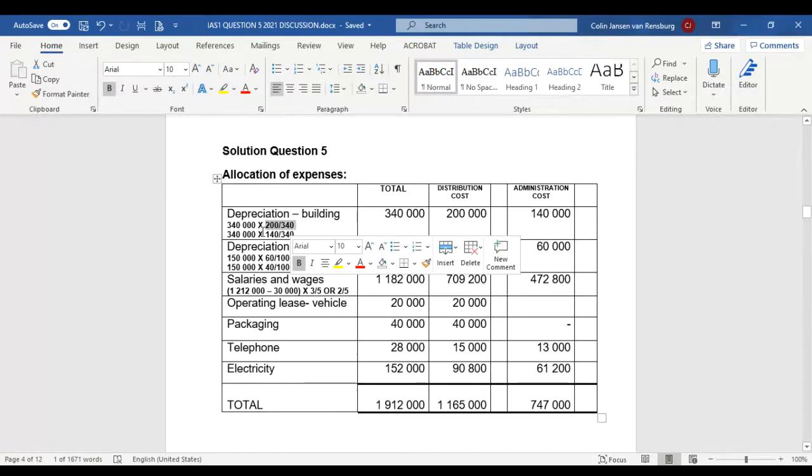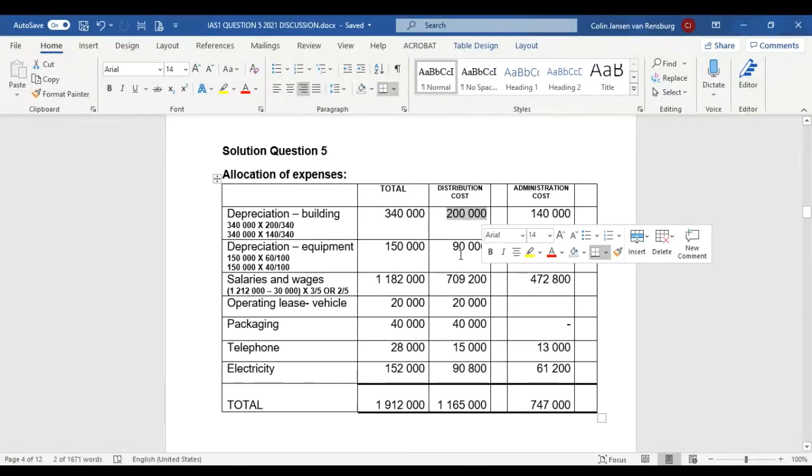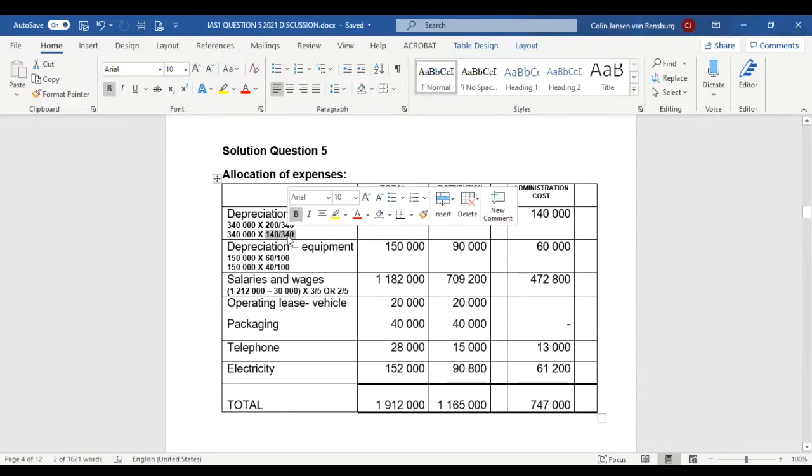So if we take 200 over 340 multiplied by the total 340,000 rands expense, then we can see that 200,000 rands of that 340,000 is going to be allocated to the distribution cost, and 140,000 is going to be allocated to the administration cost. How do we calculate that? That is the 140 square meters over 340 square meters multiplied by the total expense that we want to go and allocate to the cost functions. Okay, so that is our first kind of expense allocated, right?